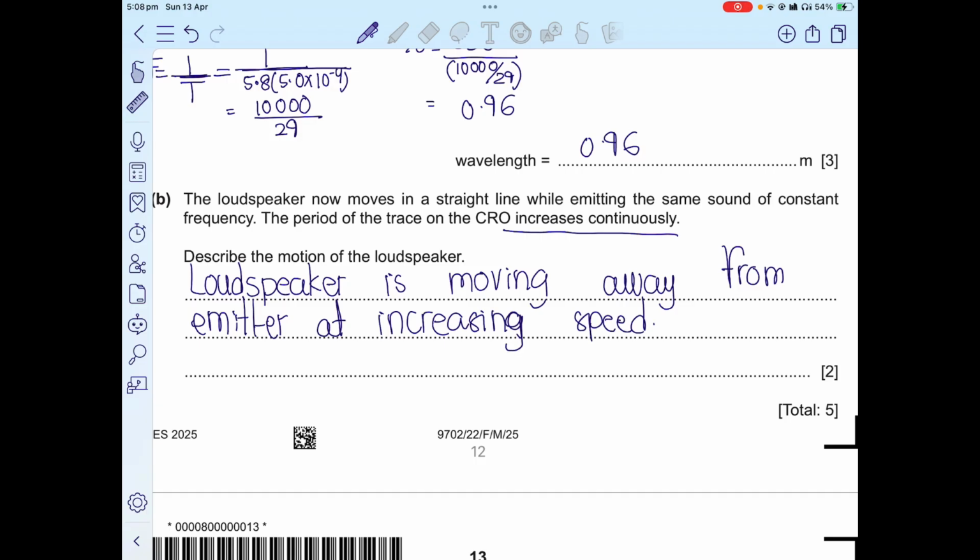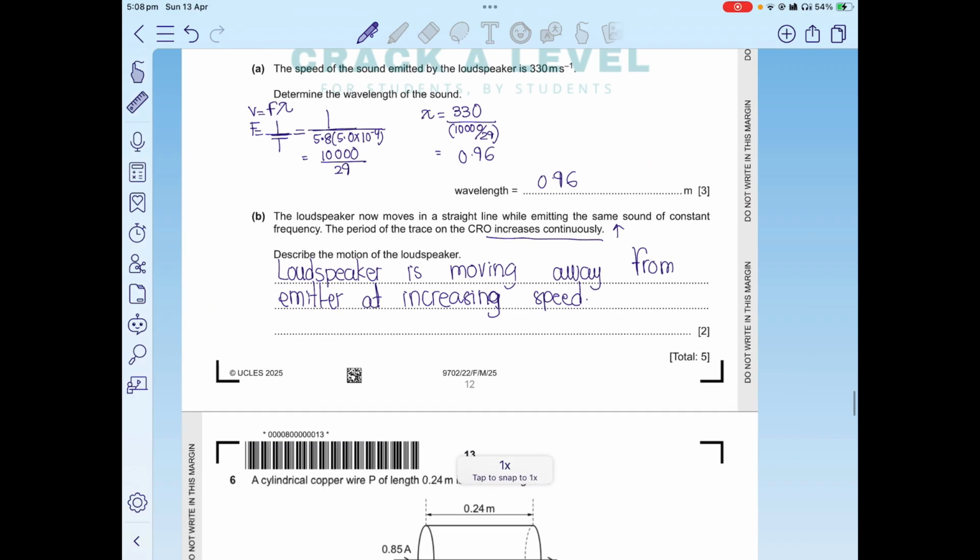As per the Doppler effect, if the source of a wave is coming towards you, you would notice an increased frequency and decreased wavelength. Whereas if it's moving away from you, you would notice a decreased frequency and increased wavelength. Now here it says that the period is increasing continuously, and because period and frequency are inversely proportional, if the period increases, the frequency must decrease. If the frequency decreases, that means it's moving away from us. And if the period is increasing continuously, the frequency decreases continuously, which means at an increasing speed.